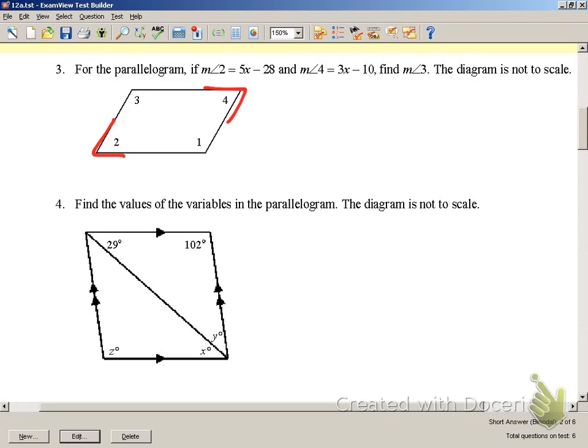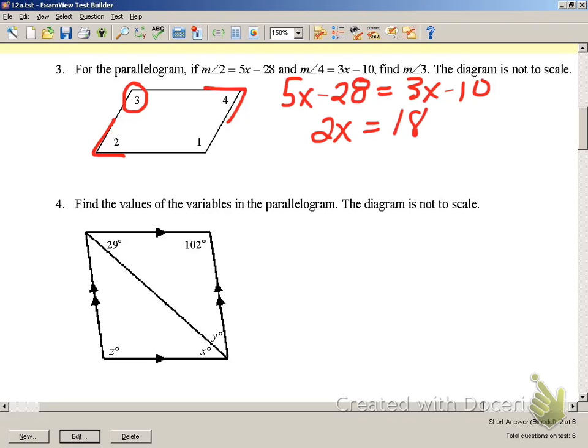First of all, we need to know what x is. Because if I know x, I can then get a numerical value for either angle 2 or 4. And if I knew the measure of angle 2 or 4, it would be supplementary to angle 3 because they're consecutive angles. So I'm going to set them equal to each other. 5x minus 28 equals 3x minus 10. 2x equals 18. X equals 9.